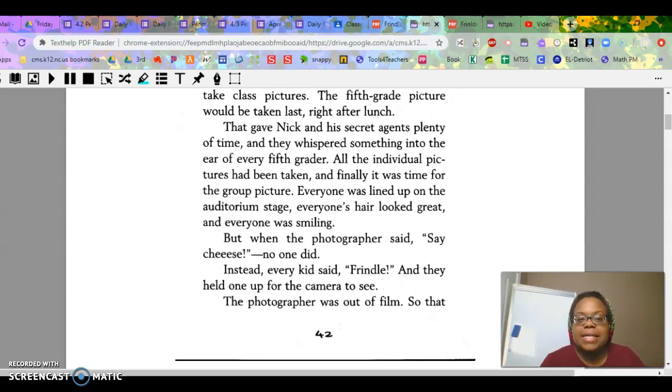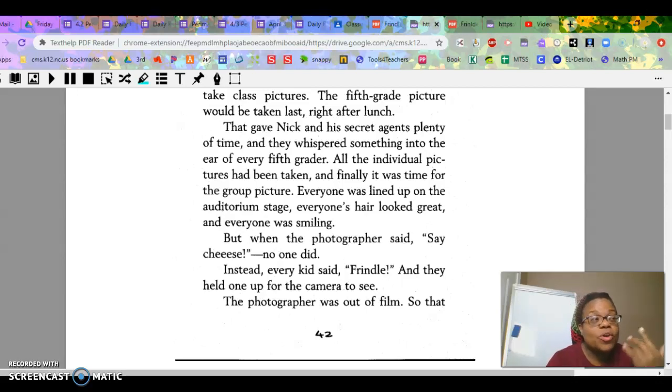Everyone was lined up at the auditorium stage. Everyone's hair looked great and everyone was smiling. But when the photographer said, "Say cheese," no one did. Instead, every kid said Frindle.